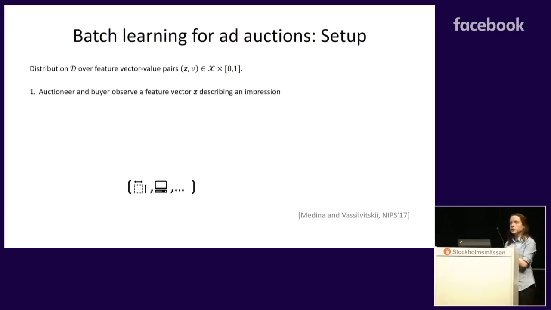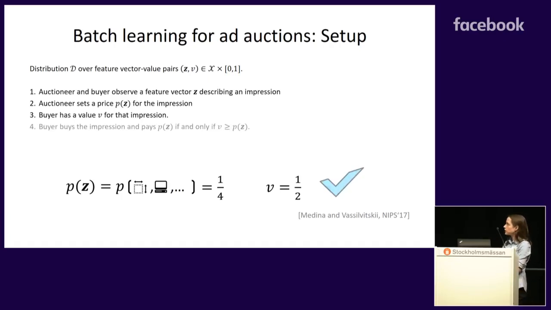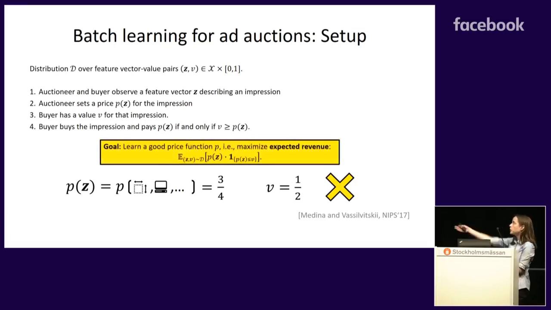Okay, and how this auction is going to work is that the auctioneer and the buyer are both going to observe this feature vector describing the impression. The auctioneer is going to choose a price for this impression. Maybe it's a quarter. The buyer is going to have some value for that impression. Maybe it's a half. And the buyer is going to buy the impression and pay the price if and only if their value is greater than the price. So if their value is one half, the price is a quarter, they're going to buy it. But if the price goes up to three quarters, they're not going to buy it anymore. So the question is, how do we learn a good price function P that maximizes revenue?